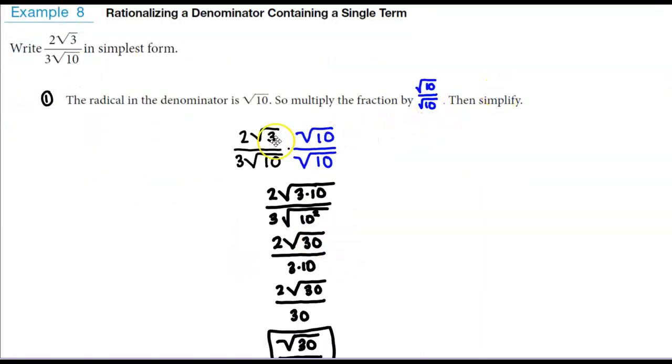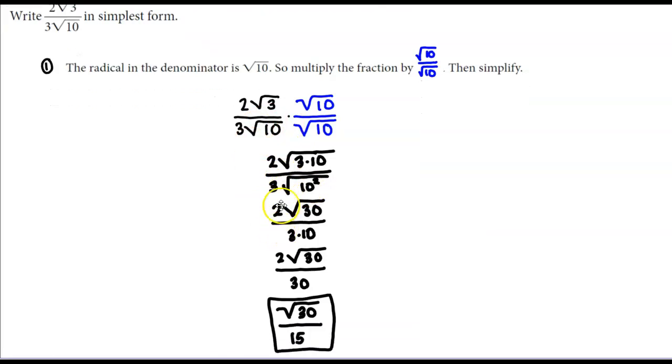So we're going to multiply the numerator by the square root of 10 and the denominator by the square root of 10. So we have 2 times the square root of now 3 times 10. And then we have 3 times the square root of 10 squared, or 100. In the numerator, we're going to get 2 times the square root of 30. In the denominator, we have 3 times, well, what do you have to square to get 10 squared? Well, the answer is 10. And that allows you to remove the radical symbol in the denominator.